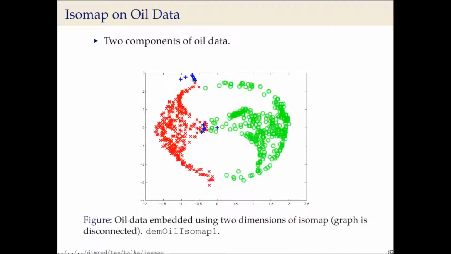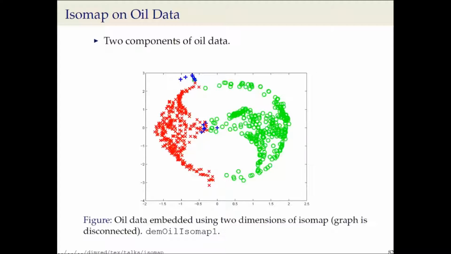This is the oil data. The oil data is not so well visualized by this. I don't know what goes wrong. I think it's because it's sort of lower dimensional. That first data set was higher dimensional, 104 dimensions, 55 data points. This is 1,000 data points and 12 dimensional. PCA actually looks quite a lot better than this visualization of the oil data.